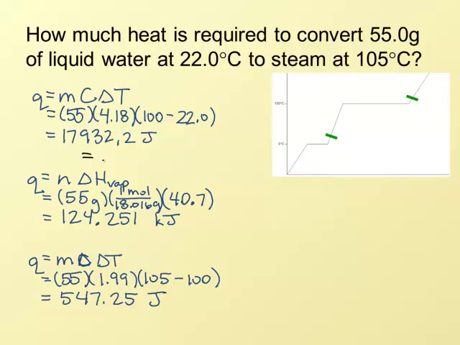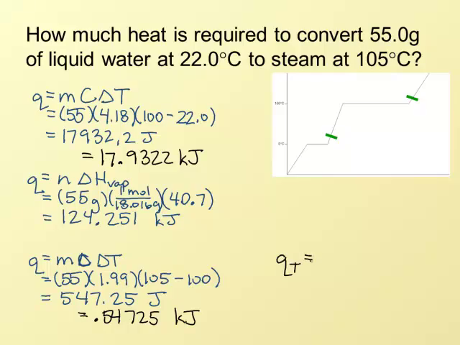This first value then in kilojoules is 17.9322. And my third value is 0.54725. To get my total, I'm going to add them together. What will be the correct number of sig figs for my answer? That takes a little bit of time to figure out. We need to look through each step in the process, look at the sig figs for each of my numbers of kilojoules, and then use the addition-subtraction rule.